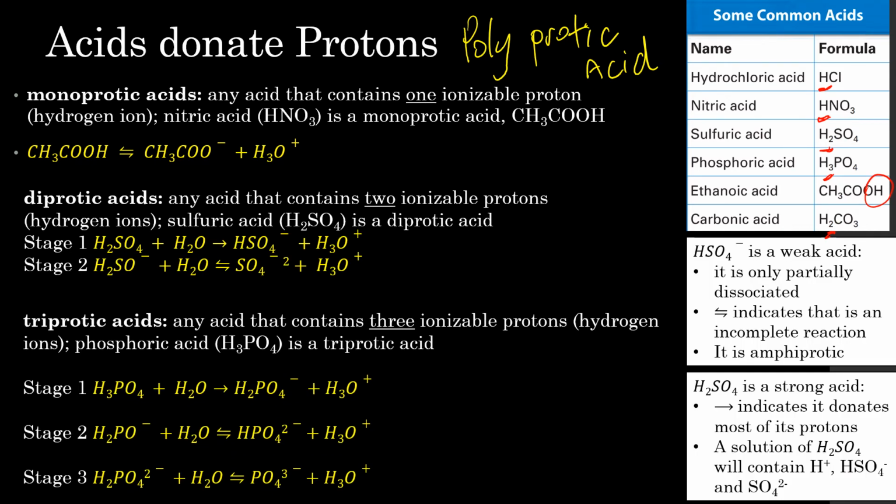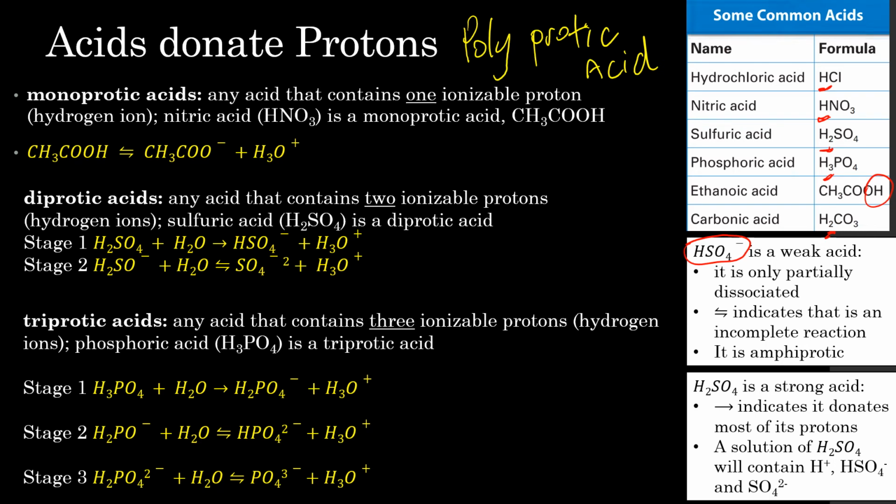Now diprotic acids are any acids that contain 2 ionizable protons. So remember they're hydrogen ions, such as sulfuric acid or carbonic acid. And so we have 2 stages of dissociation with diprotic acids. The first step is when, for example, we have sulfuric acid and in water it's going to donate 1 hydrogen ion to form this HSO4 minus. Now HSO4 minus is a weak acid and it only partially dissociates, and we've got this 2 ways arrow indicating that it's an incomplete reaction.